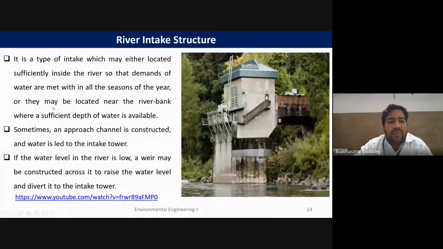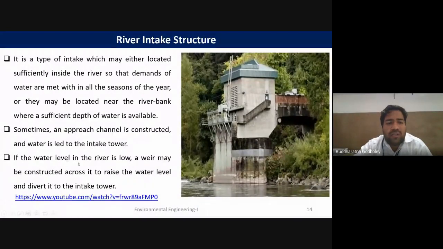Okay, or they may be located near the river bank where a sufficient depth of water is available. Sometimes an approach canal is constructed and the water is led to the intake tower.